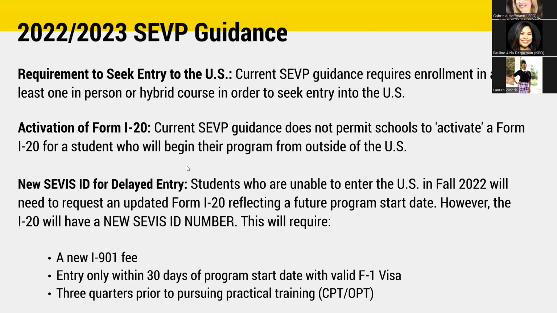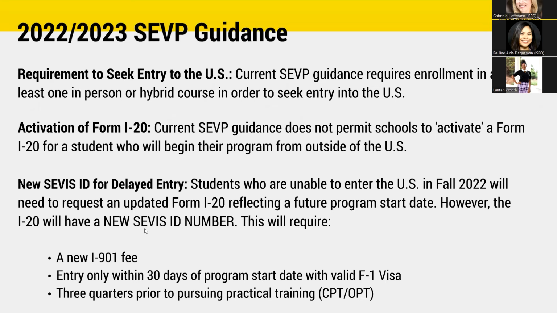Now, I know many of you might ask, what if I have visa or travel issues? What if I'm not able to enter the US for the fall quarter as planned? Due to the technicality within the Student and Exchange Visitor Information System, also known as SEVIS, which issues Form I-20s, students who are unable to enter the US in the fall 2022 term will need to request an amendment or an updated I-20 with a future program start date because they are not entering in fall as planned. However, in order for us to do this, we do need to cancel the current SEVIS record that you hold, and we will need to issue a new I-20 with a new SEVIS ID number. This is important to note for those of you who may have difficulties entering in the fall.